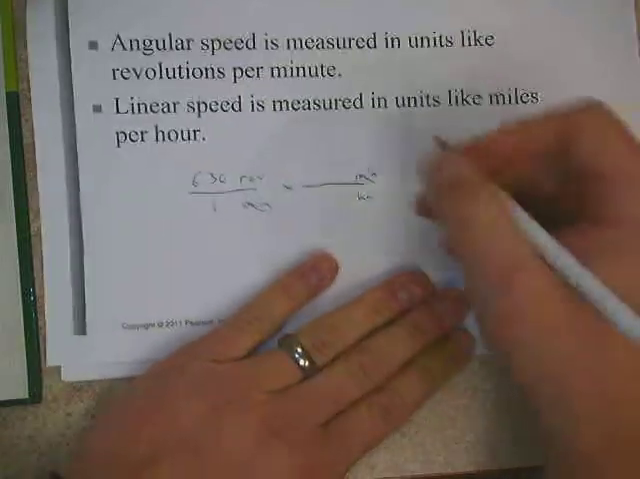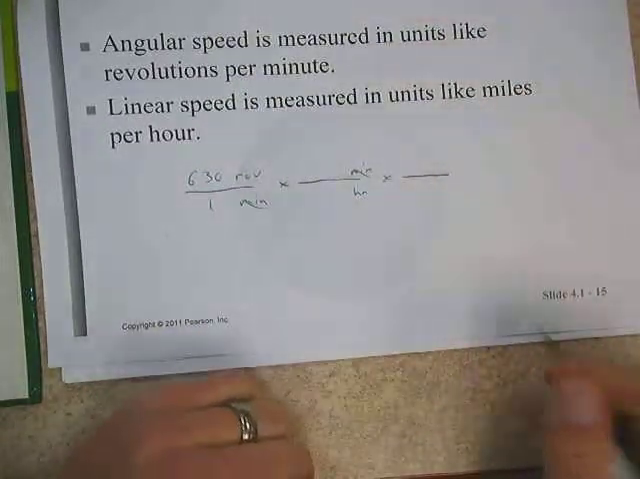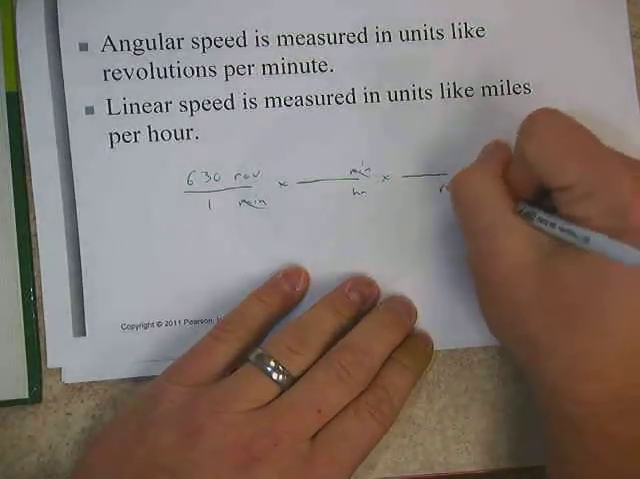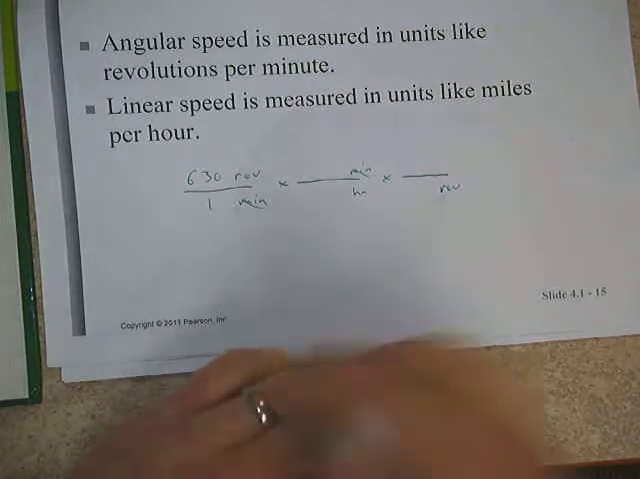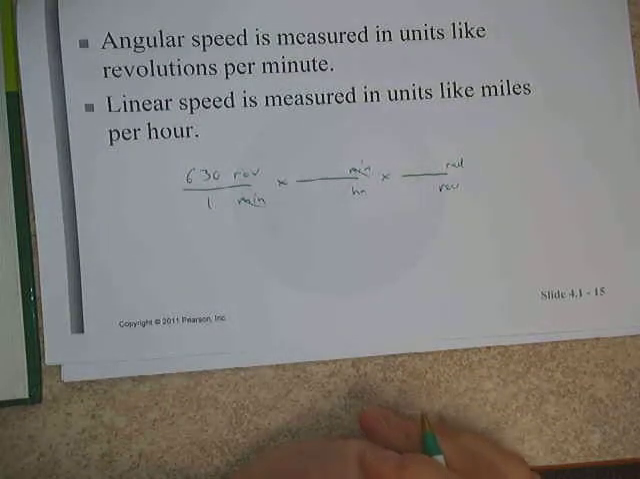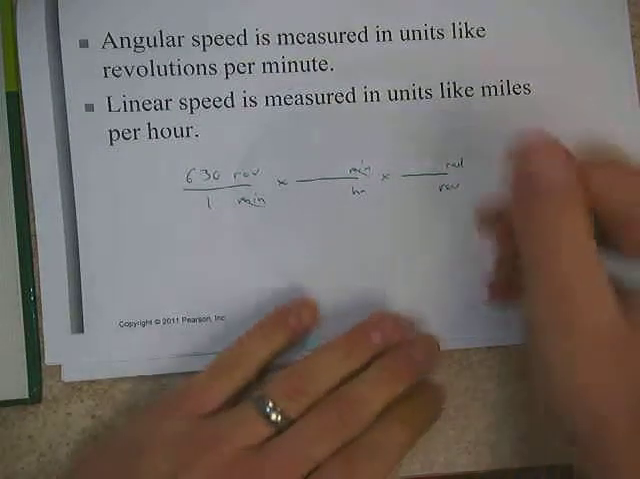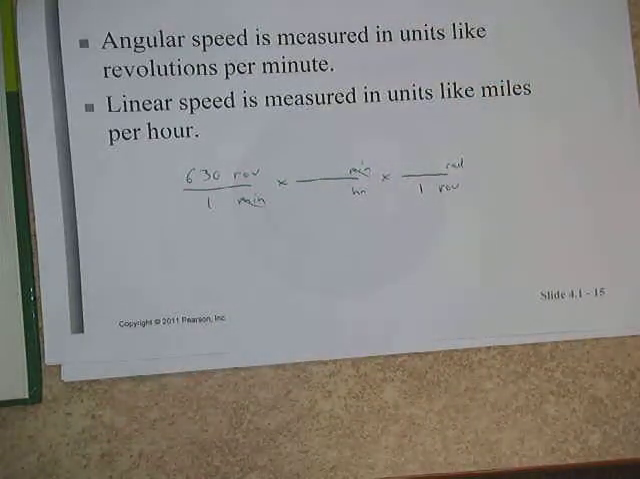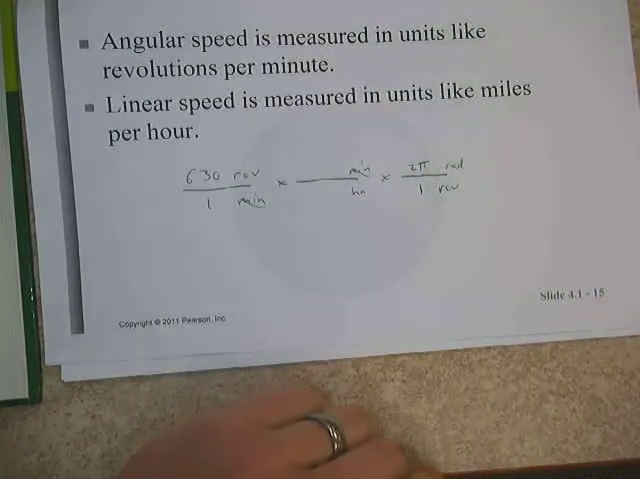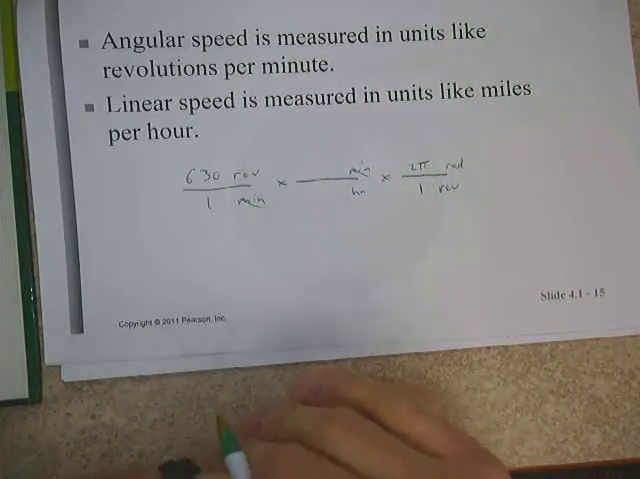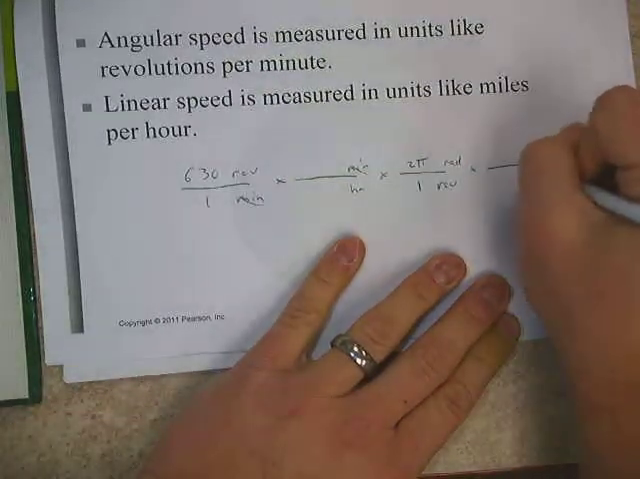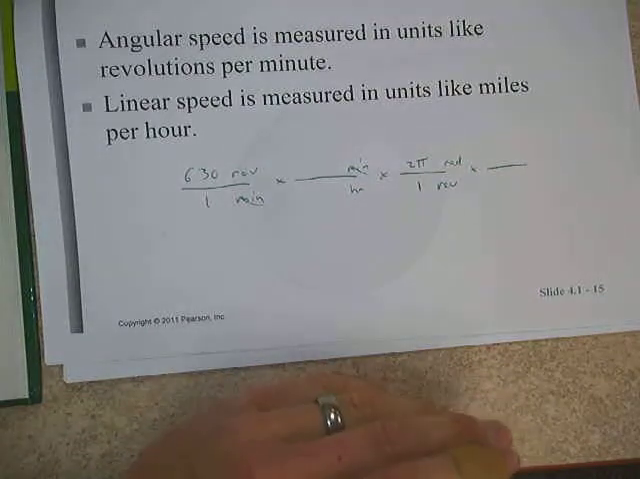So the first thing that we're going to do here is get the minutes out of there and bring in hours. So I'm going to put minutes up top, bring hours down to the bottom. That gets rid of my minutes. Okay, and now I have revolutions per hour. But I don't want revolutions. I want to somehow change revolutions to this linear unit of miles. So I want to get rid of revolutions, so that's got to go down to the bottom. And what I can do is bring in radians, because radians and revolutions are related to each other. So think about that. If I have 1 revolution of a circle, that's going to basically go for a distance of 2 pi.